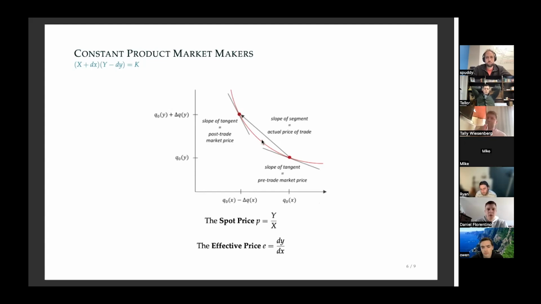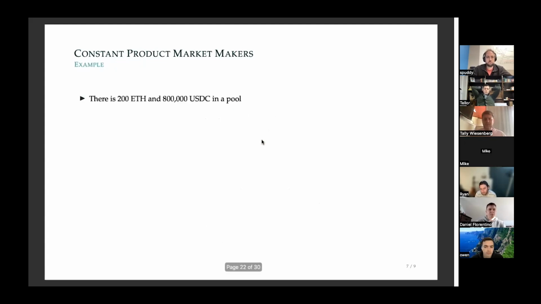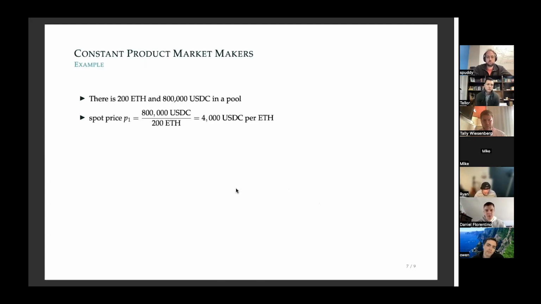How about we run through an example using this? So let's say we have a pool with 200 Ether, 800,000 USDC. Well, then the spot price for Ether in terms of USDC is the total divided by the total. So you get 4,000 USDC per ETH.